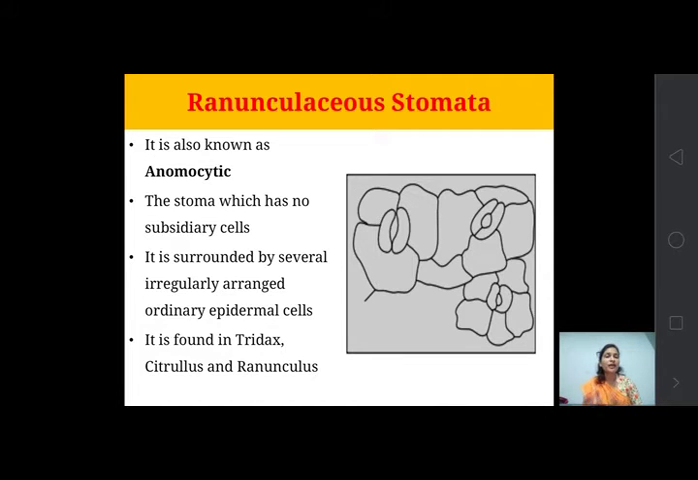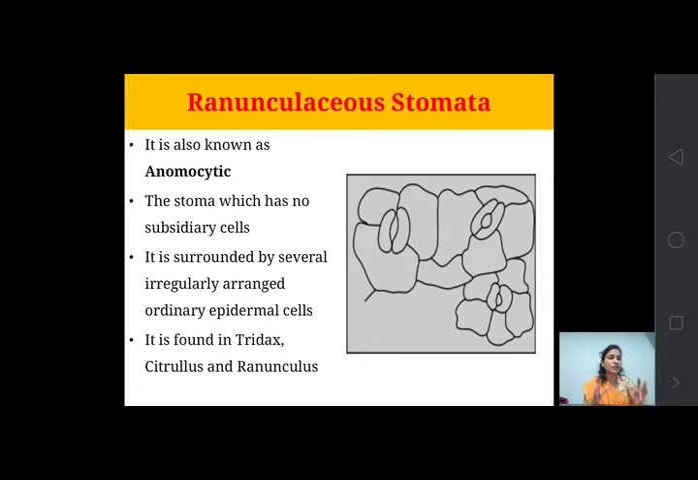Where is it found? It is found in Tridax, Citrullus and Ranunculus members. Mostly it is found in Ranunculus members, and in some plants, as exceptional cases, such as Tridax or Citrullus, this type of stomata is also found. In the picture you can see the 2 bean-shaped guard cells, surrounded in some cases by 3 cells, in some cases 4, or in some cases 5 or 6, and the arrangement is irregular.